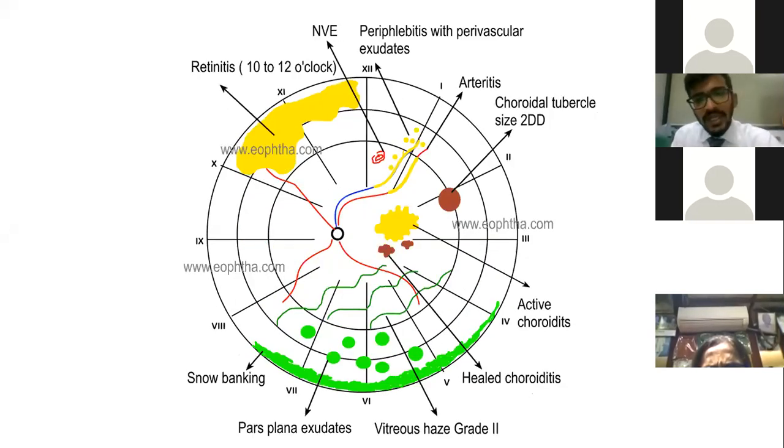In an arteritic vessel, if you see periphlebitic sheathing, you can draw it with yellow. Exudates you always draw with yellow. Anything in the vitreous, a haze or a pre-papillary exudate or snow banking, you draw with green.